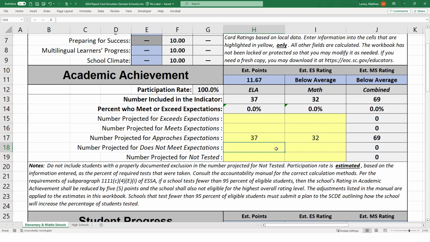Now, for approaches expectations, I've entered that. Because this is greater than 20 students, I can see that the estimated points have been calculated and the rating has been assigned. Understanding that I haven't filled in all the data, it's an incomplete picture yet. So let me go ahead and real fast just finish moving all that data into this area.